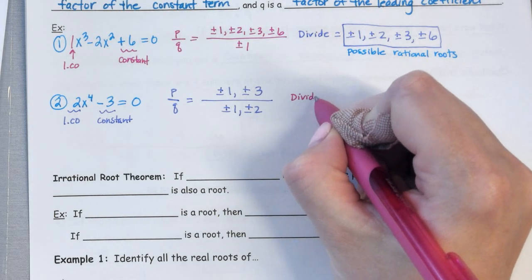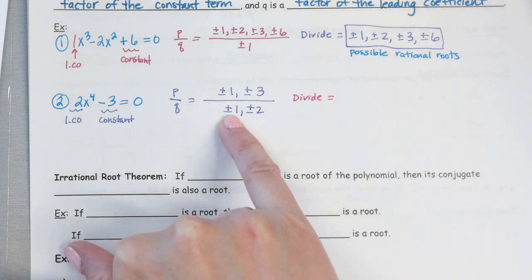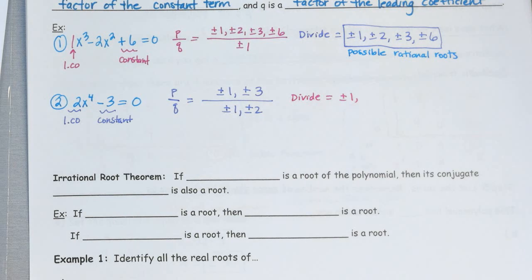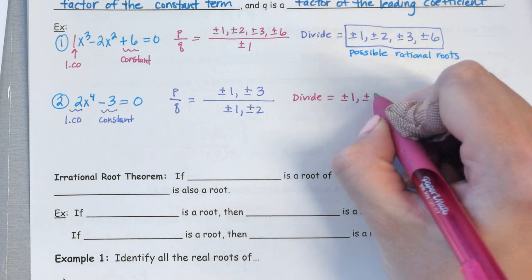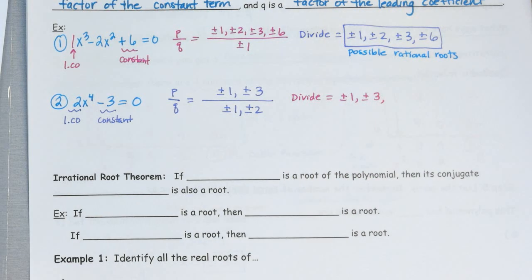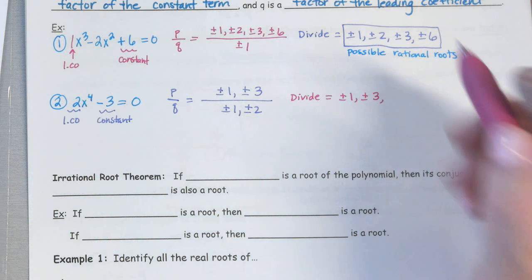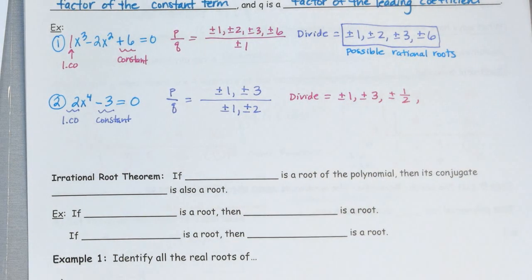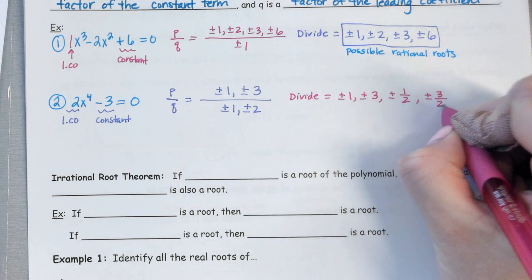the first thing we're going to do is divide by 1. So plus or minus 1 divided by plus or minus 1 is plus or minus 1. Plus or minus 3 divided by 1 is just plus or minus 3. But now we have the 2 on the bottom. So plus or minus 1 divided by plus or minus 2 is plus or minus 1/2. And then 3 over 2 is going to be plus or minus 3 over 2.